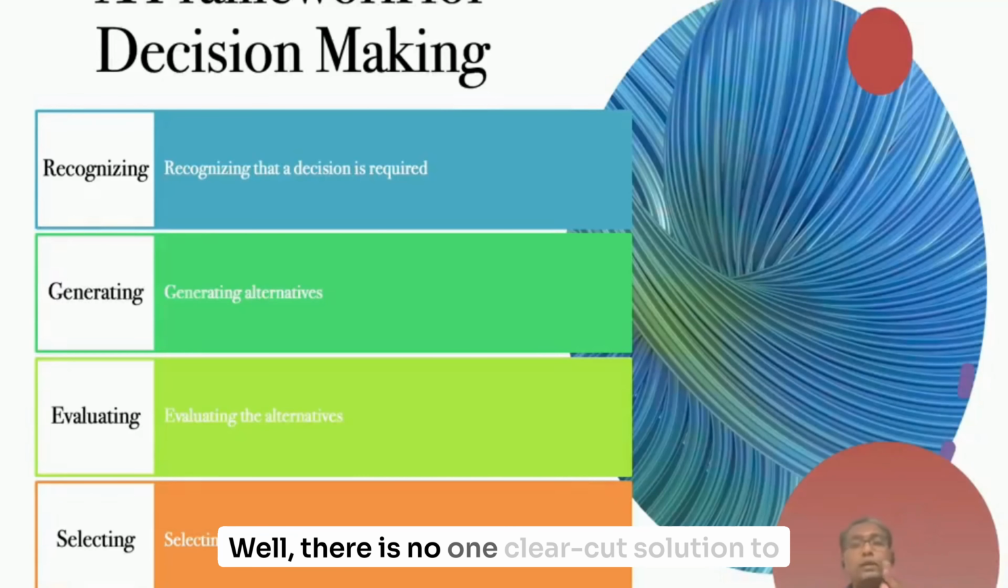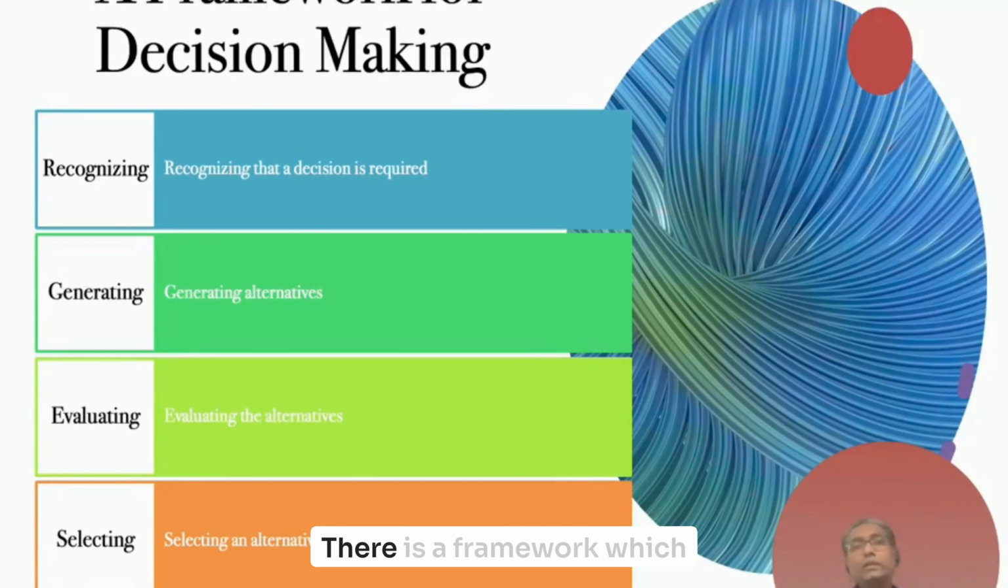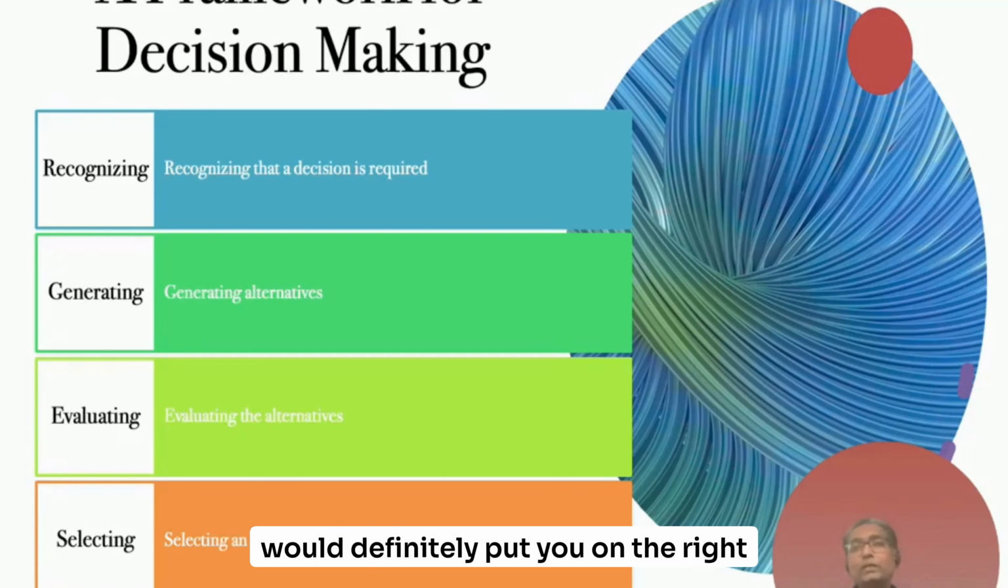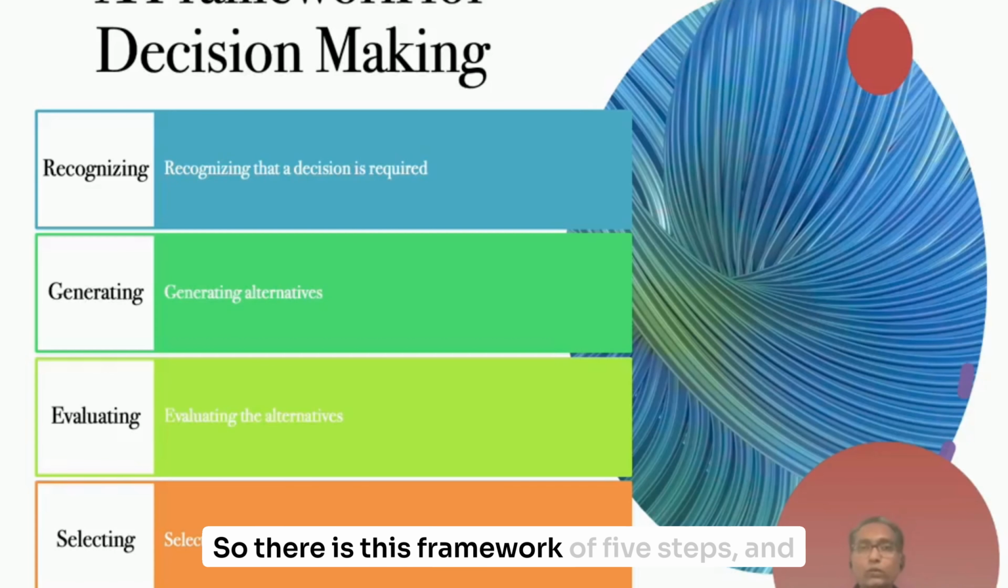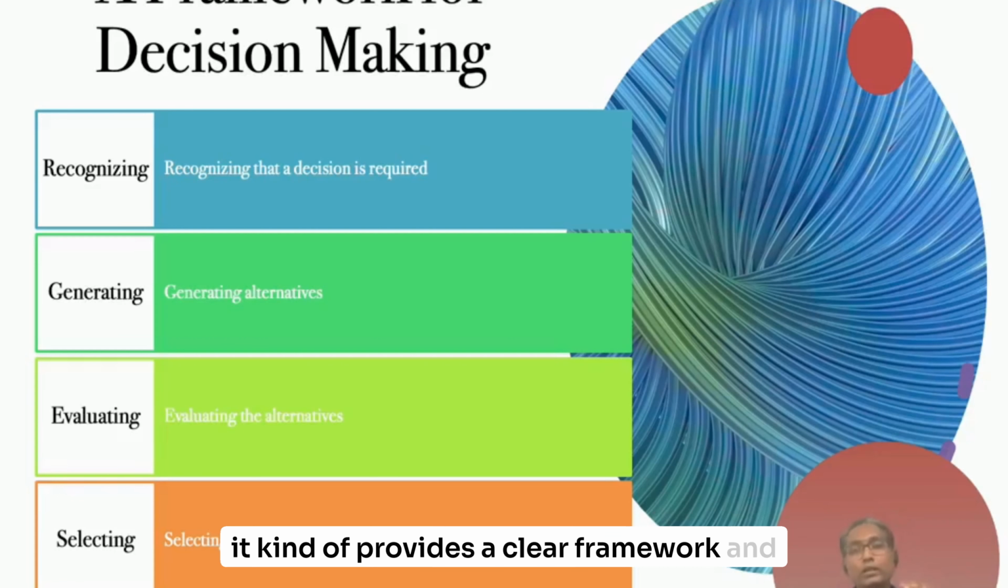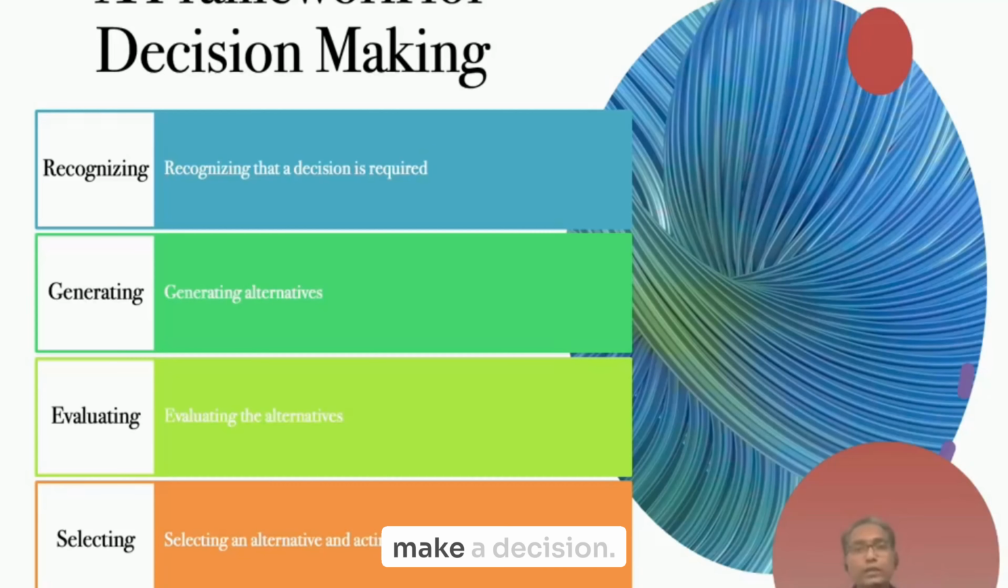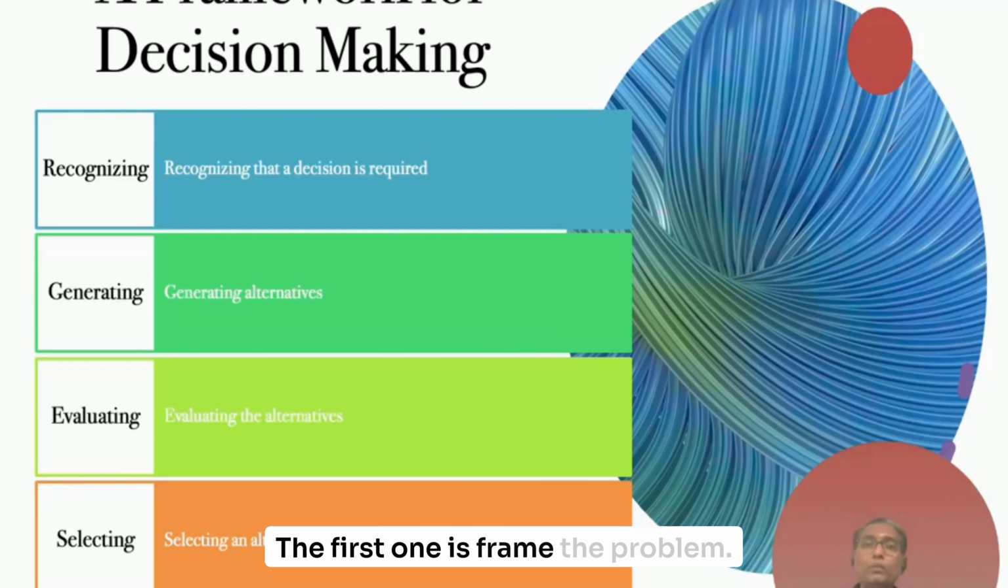While there is no one clear-cut solution to this, there is a framework which doesn't guarantee you success, but would definitely put you in the right direction. So there is this framework of 5 steps, and it provides a clear framework and steps, processes that you need to go over to make a decision. The first one is frame the problem.